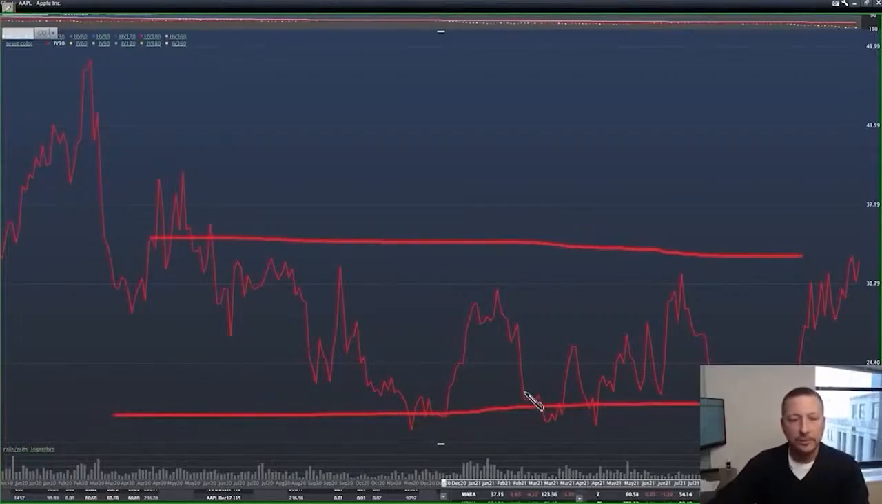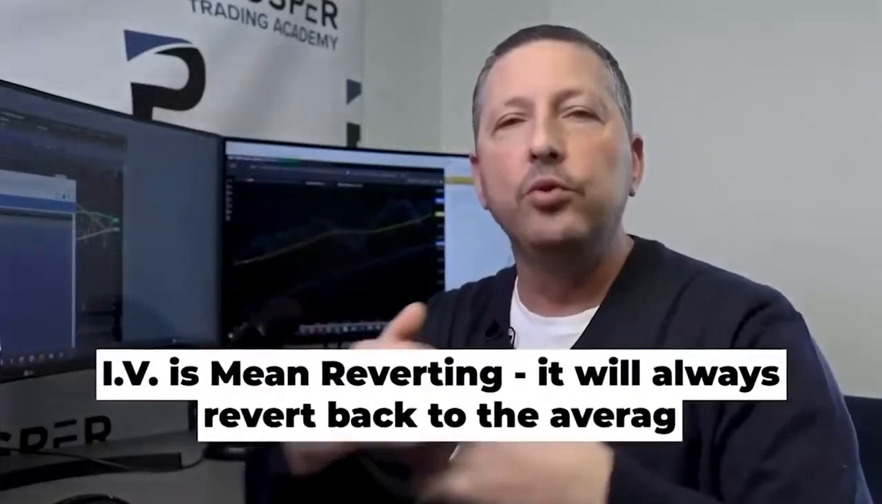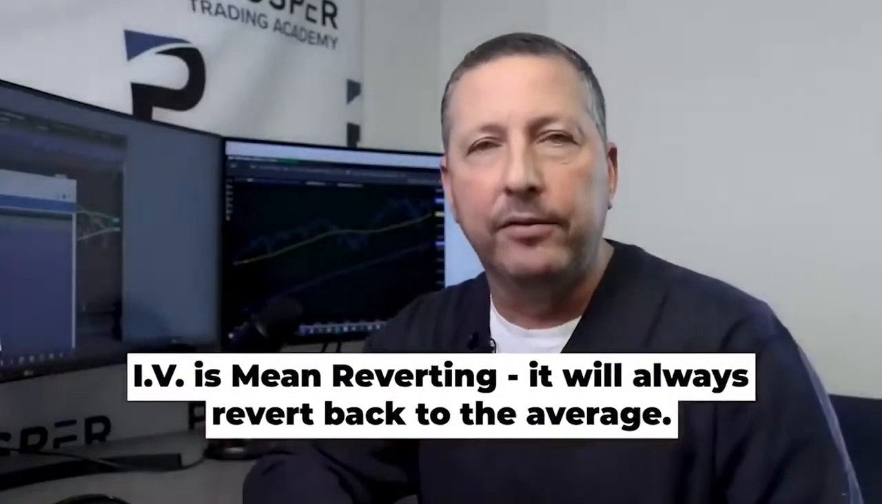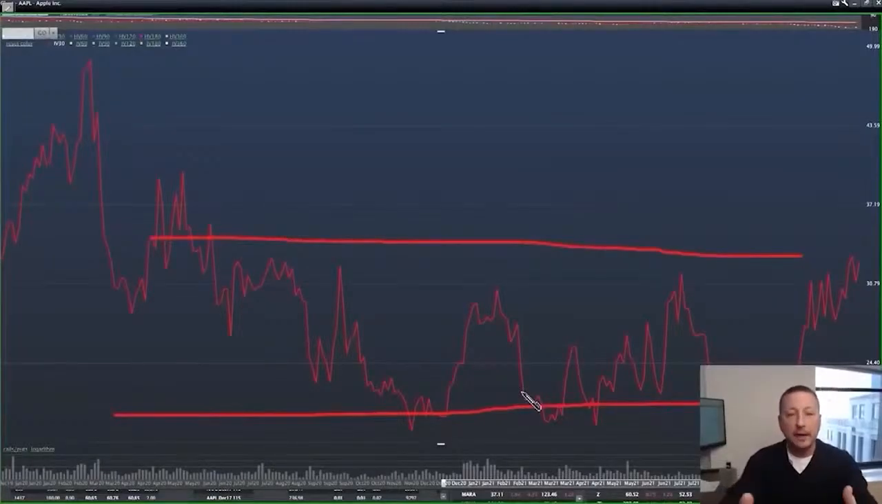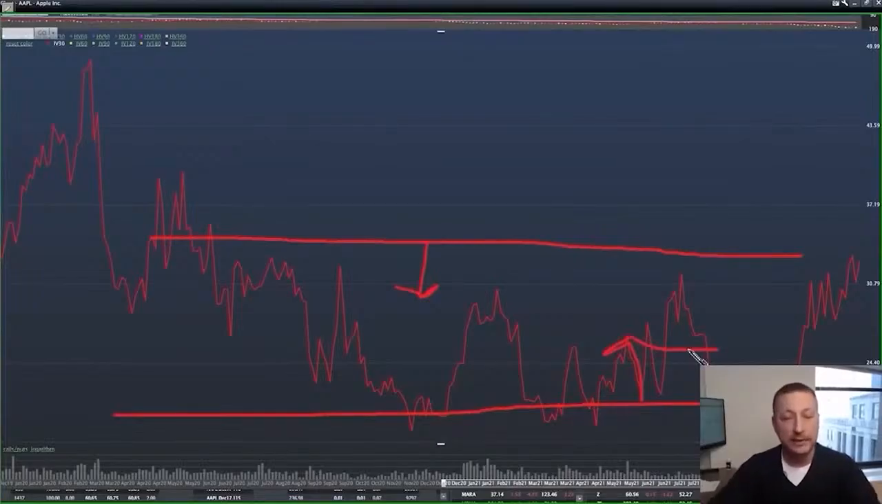Now, implied volatility is something that is called mean reverting. What that means is, mathematically, it's always going to find its average, its mid-level. So when it's really, really high, 100% of the time, it's coming down. And when it's really low, 100% of the time, it's moving up. And you can see that on this chart here. I just drew the top range and the bottom range, and you can see how volatility will find its center point.